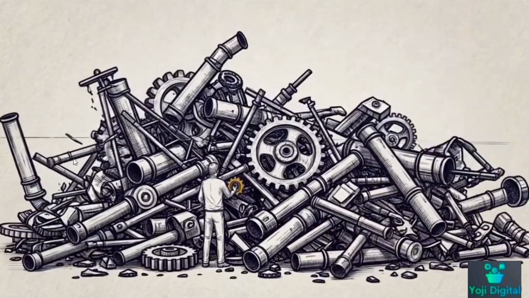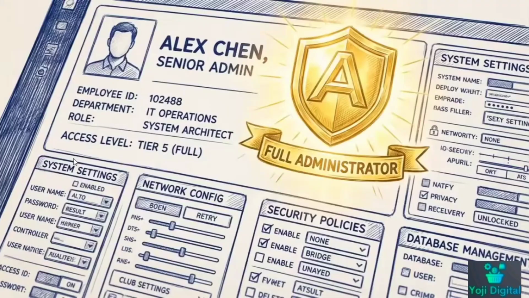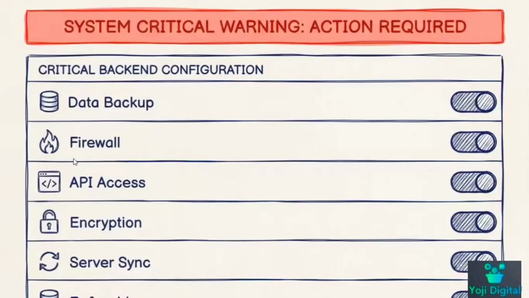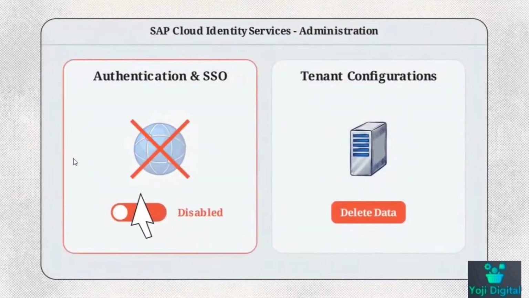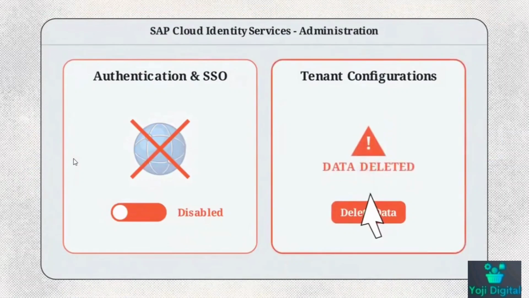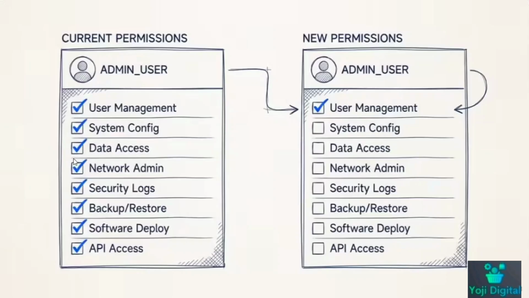In SAP Cloud Identity Services, or IAS, the fastest way to grant that access is often assigning the user the role of full administrator. This creates a significant security gap. With full administrative rights, a user could easily alter sensitive authentication configurations, disrupt single sign-on, or even delete critical data with a single misclick. So this tutorial demonstrates how to resolve that risk.